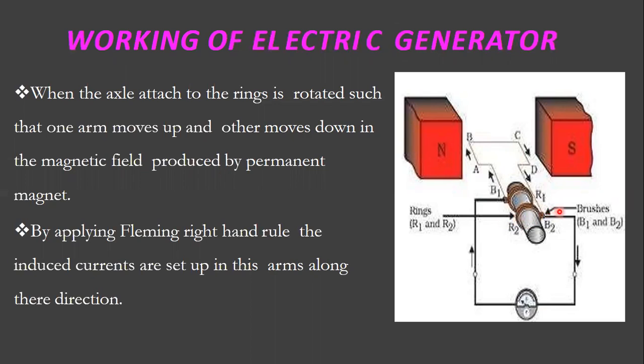Here R1 and R2 are the rings, and B1 and B2 are the brushes. See, by applying Fleming's right hand rule, the induced currents are set up in these arms AB and CD.